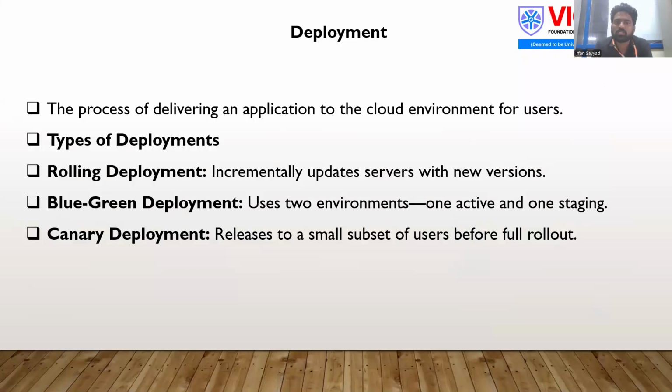Deployment is the process of delivering an application to the cloud environment for users. So it is called deployment. That means we are going to give users access to that particular website. So that is what is meant by deployment. There are types of deployments we have. Rolling deployment, incrementally update servers with a new version. So whenever a new version occurs, we need to ask the user to update to the new version. Blue green deployment, use 2 environments, one active and one staging. Canary deployment, release to a small subset of users before full rollout.